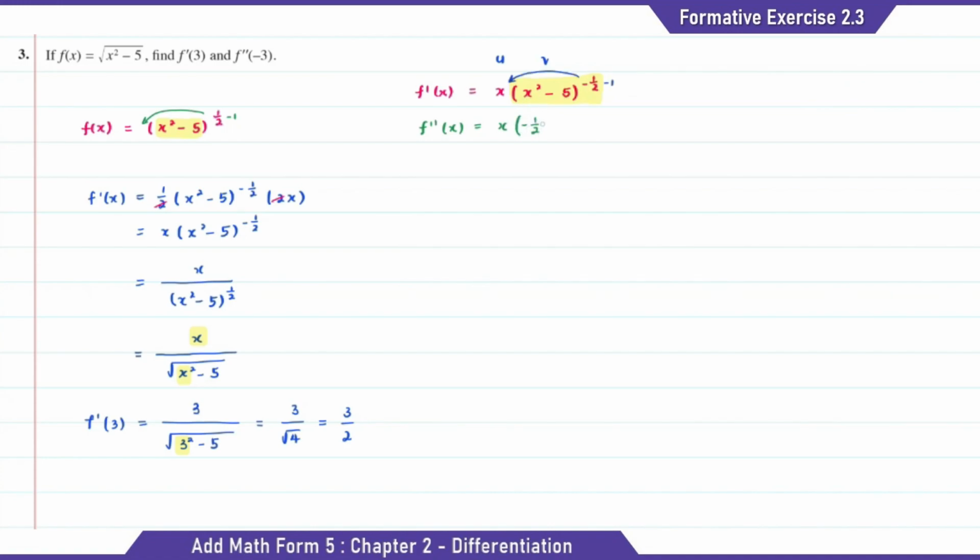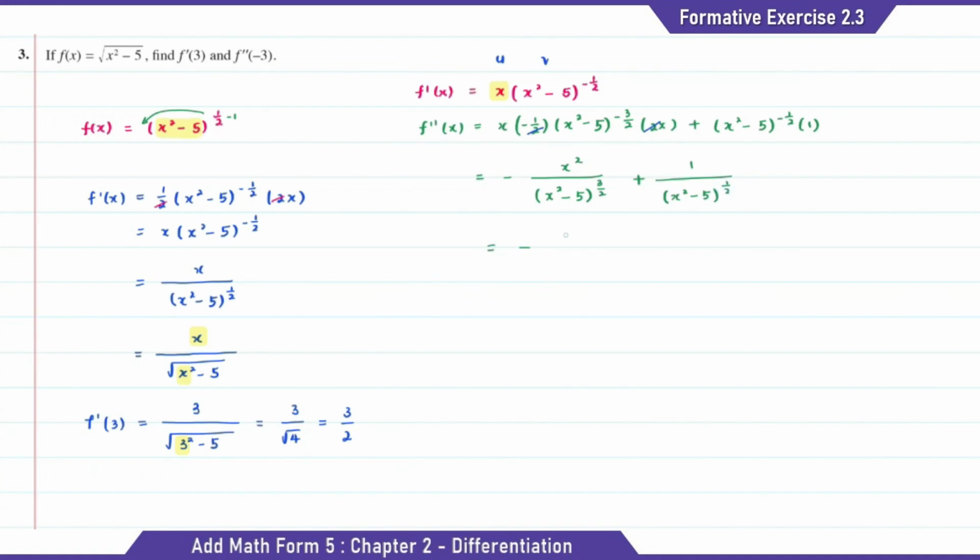This will be negative 1 over 2 bracket x squared minus 5 to the power of negative 3 over 2. Then differentiate the terms in the bracket, 2x, plus copy the v, x squared minus 5 to the power of negative 1 over 2. Then differentiate the u, which is 1. So here we can cancel the 2. Then we're going to get negative x squared over x squared minus 5 to the power of 3 over 2 plus 1 over x squared minus 5 to the power of 1 over 2.